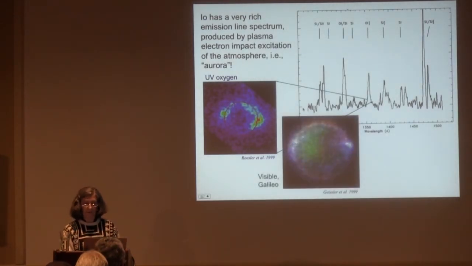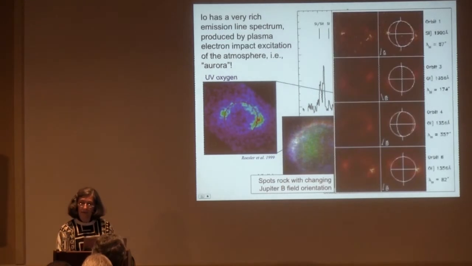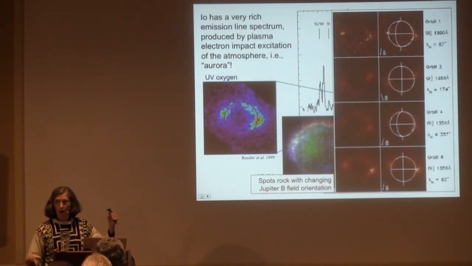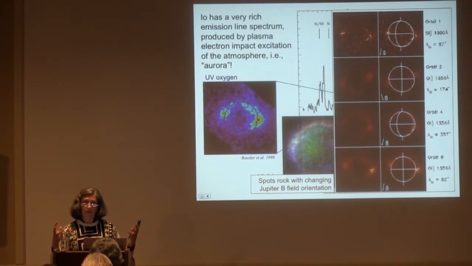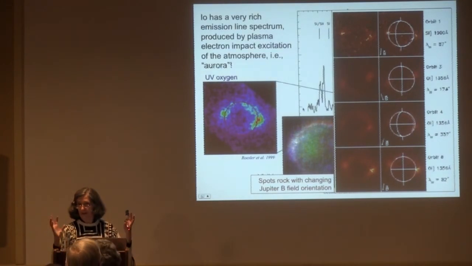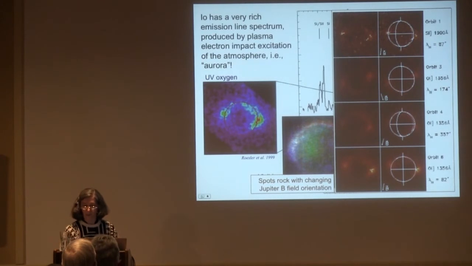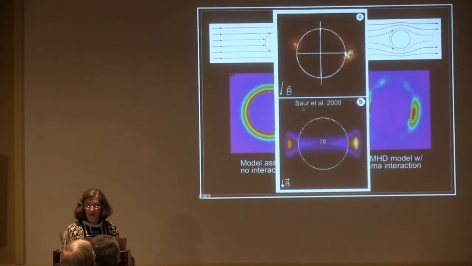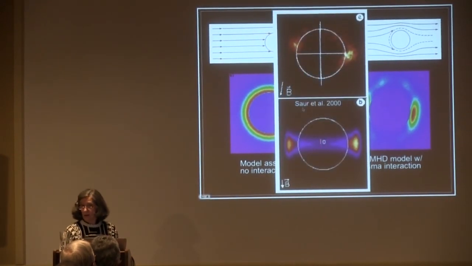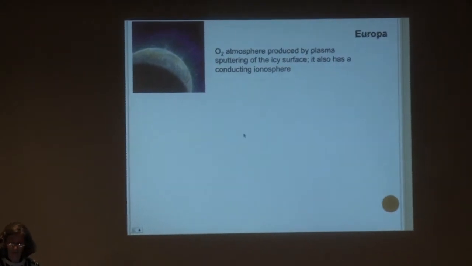In visible, in UV, in IR. But the interesting thing about the spots is that they rock in concert with the orientation of the background magnetic field. And so you can think of that as sort of the anchor points for that strong current system and the Alfvén wings that connect Io to Jupiter. The models that have been done for this interaction actually work extremely well, which is very gratifying.